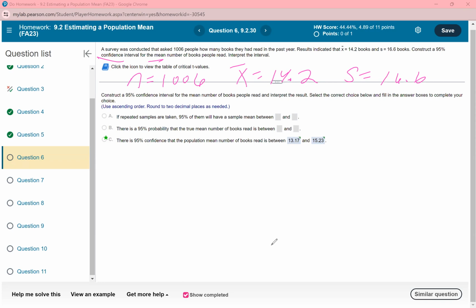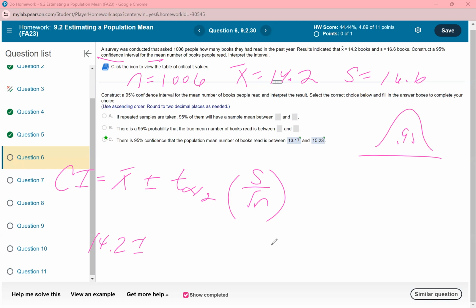All right, y'all, go to your formula sheet. It says the confidence interval is X bar plus or minus t of alpha over 2 times the standard deviation over the square root of N. The X bar is 14.2. For the t, we're going to be 95% confident, which means the middle 95%.